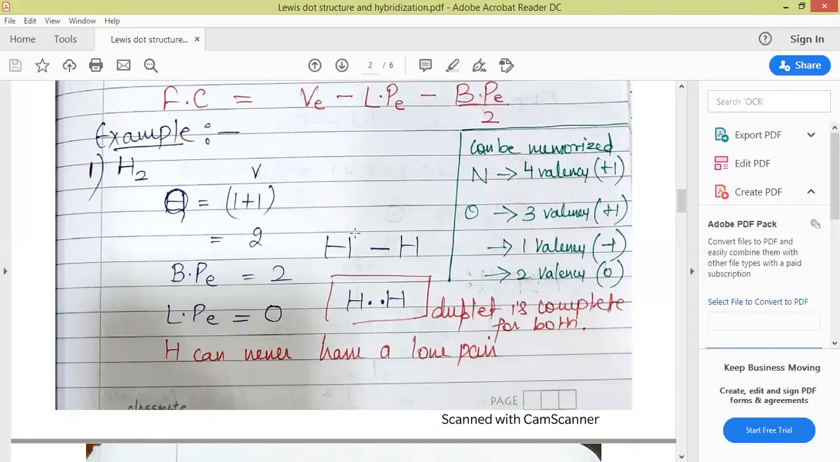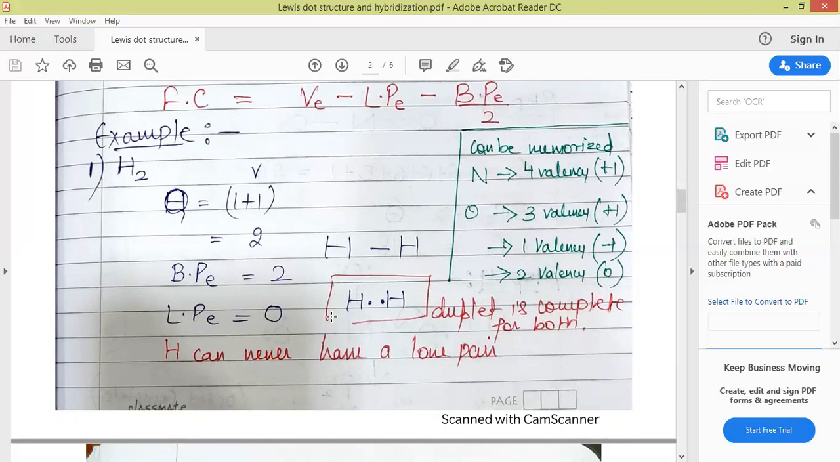We'll draw here. The central atom can be any hydrogen, as both the hydrogens are equivalent. So we'll connect them by a single bond. Then we'll count the electrons for both the hydrogens. Here both the hydrogens have completed their duplet based upon this method. Number of lone pairs, if we count, Q minus bond pair electrons comes out to be 0. So no lone pair. Also, hydrogen can never have a lone pair. This is a rule for hydrogen.